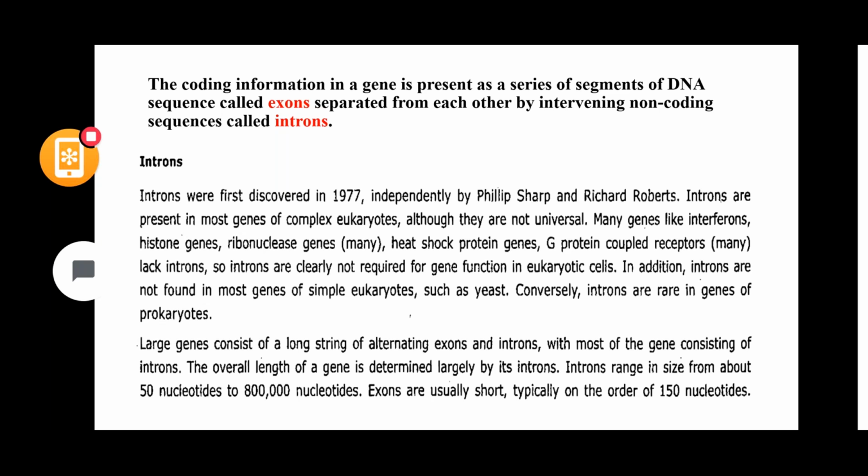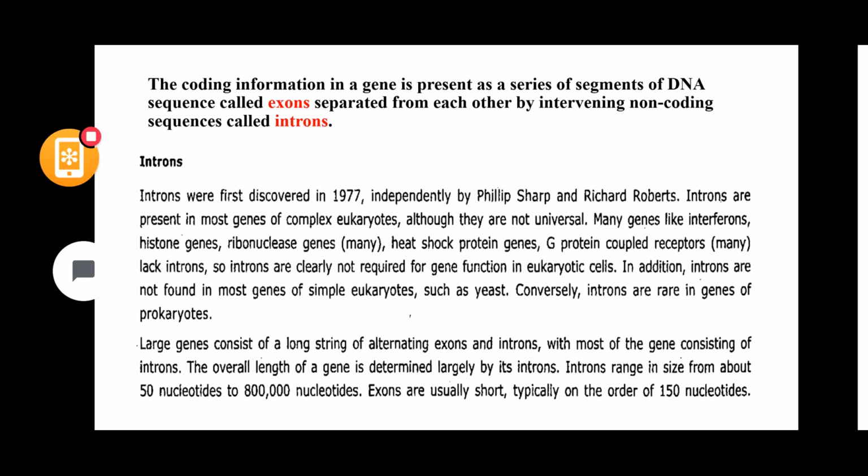In addition, introns are not found in most genes of simple eukaryotes like yeast. In yeast you will find very few introns, or rare introns. Likewise in prokaryotes, introns are rarely present in genes. But in eukaryotes, the larger genes consist of introns and exons present in an alternating form: intron, then exon, then intron, then exon, likewise.